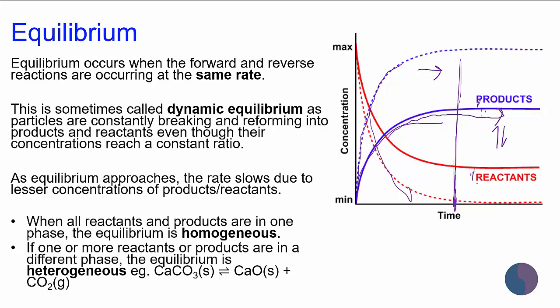Make sure you check to see whether it's homogeneous or heterogeneous, because that will affect calculations later on. You can see this one has 2 or more different states, so it's a heterogeneous equilibrium. Now, if it's doing that, you've got to make sure it's a closed system, otherwise this will keep coming off and the reaction will actually go to completion.